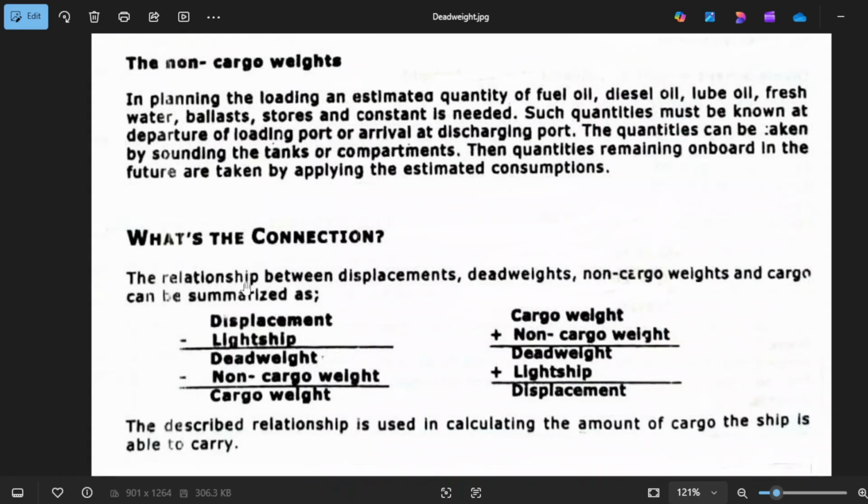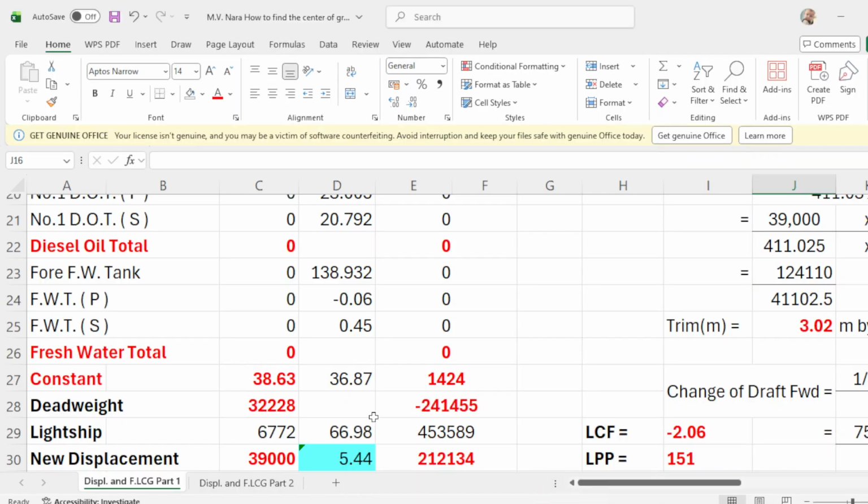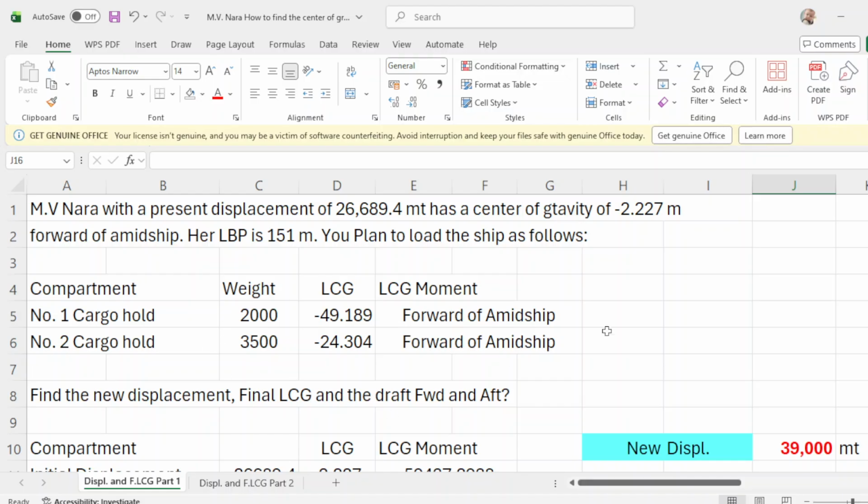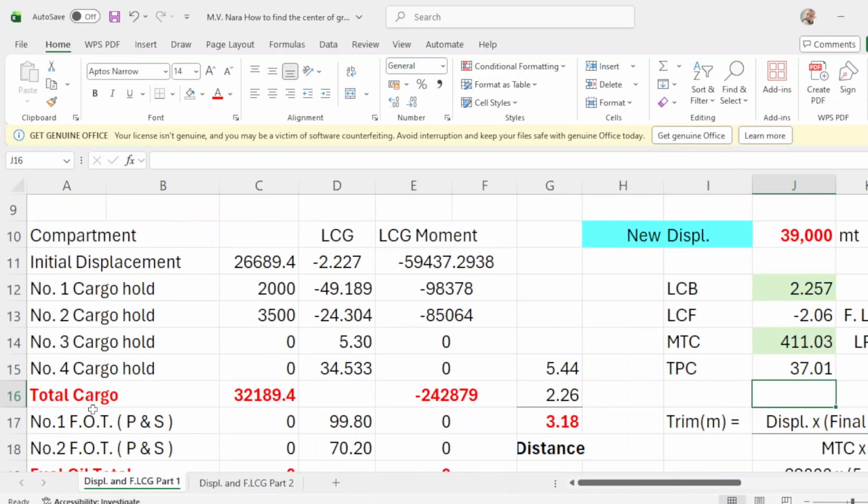What is the relationship between displacement, dead weight, non-cargo weight, and cargo can be summarized like this. We are looking for the displacement. How much is your cargo weight? This is your cargo weight. Your total cargo weight is 32,189.4 metric tons.